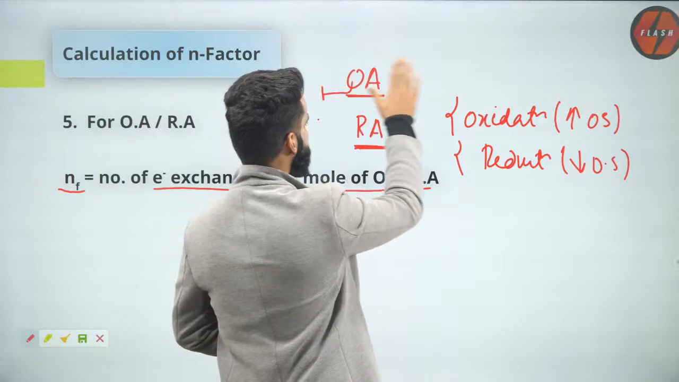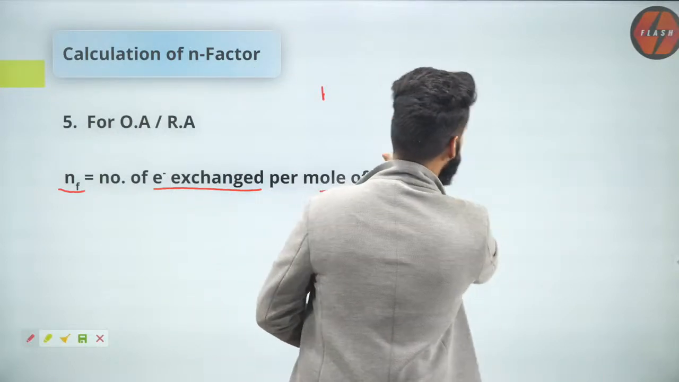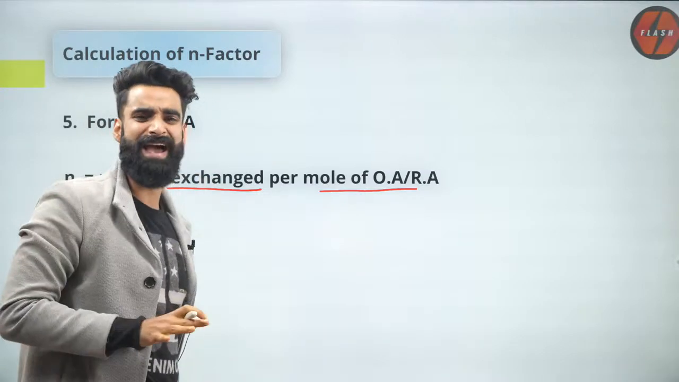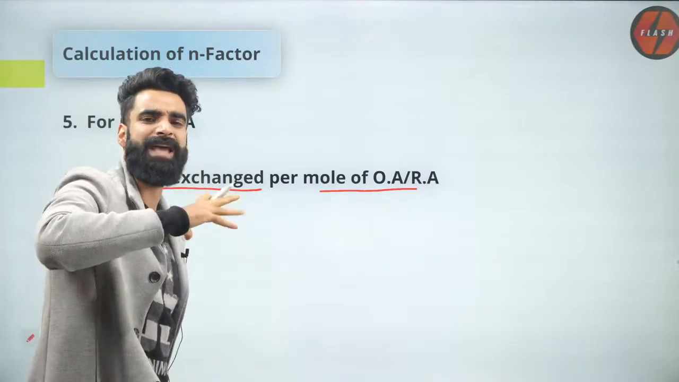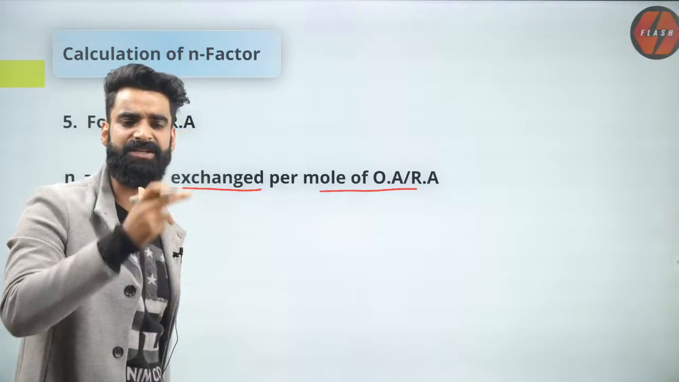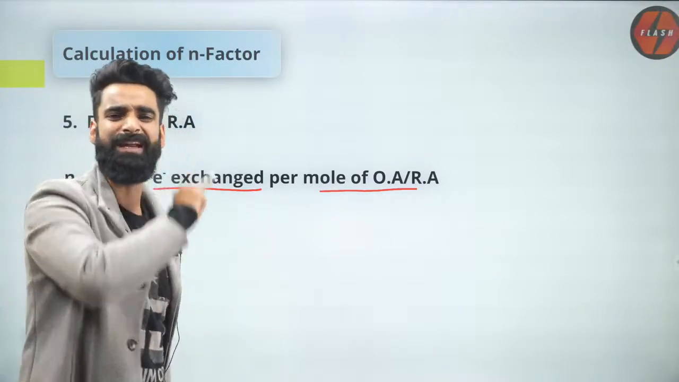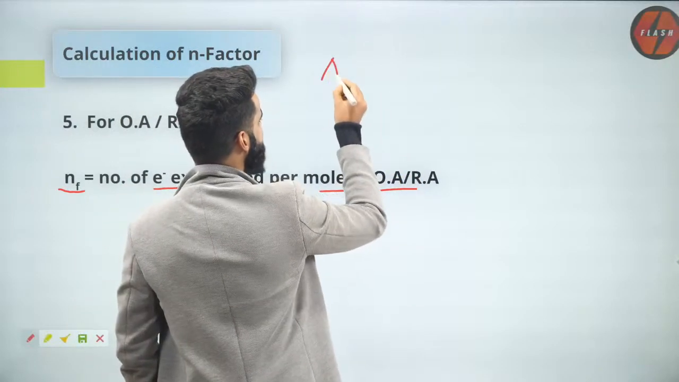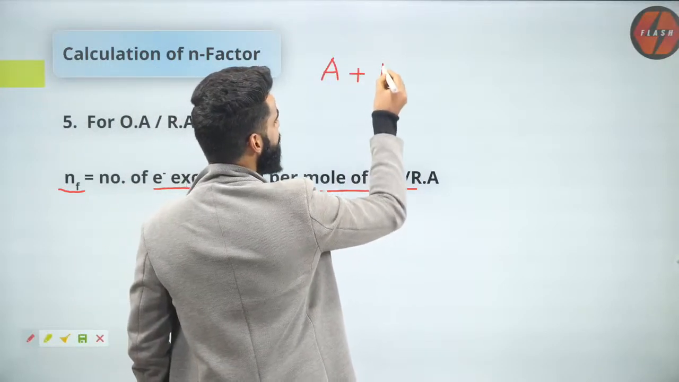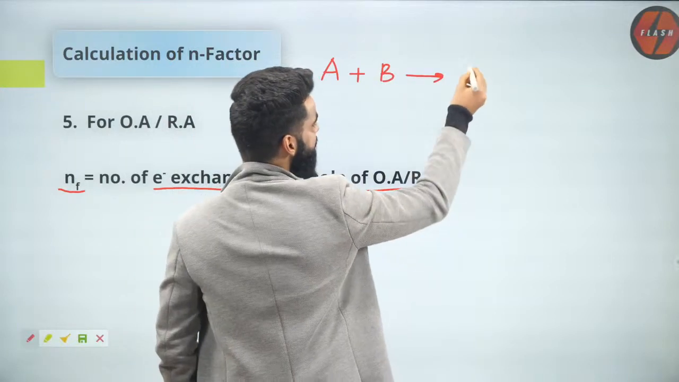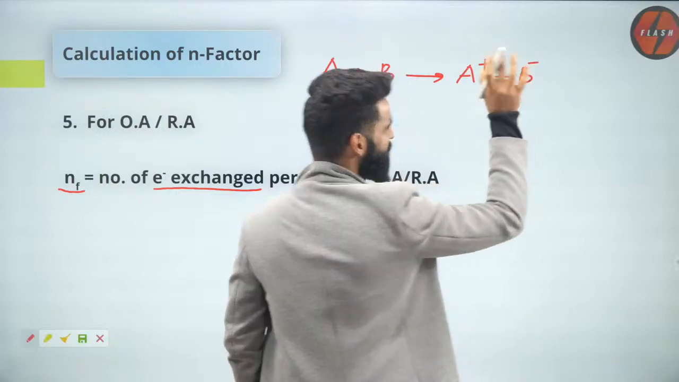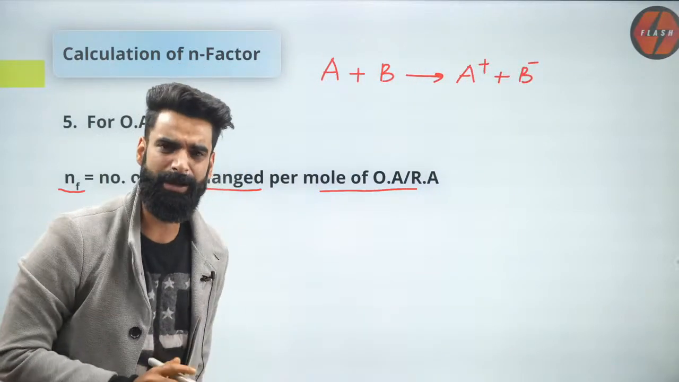Now people, have a look. See how to apply all these concepts over here. I'm taking one general reaction to make you understand how to calculate the N factor of an oxidizing agent or reducing agent. For example, I have the reaction like this: A plus B gives A positive plus B negative. Let's say this is one general reaction which I'm taking, okay?